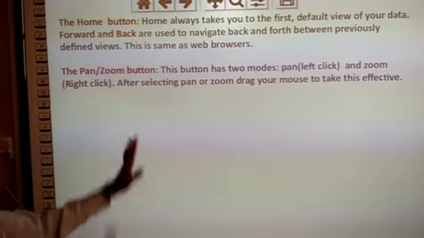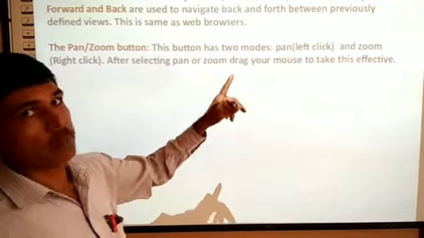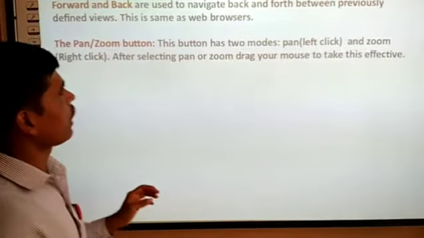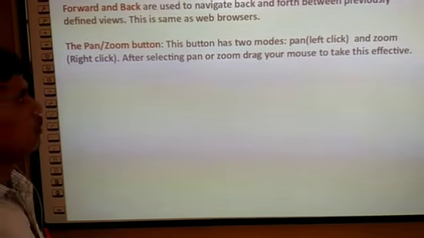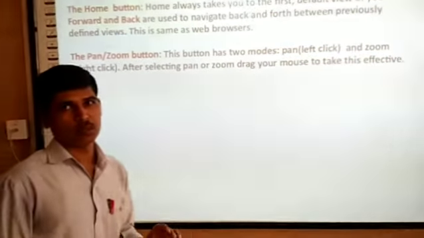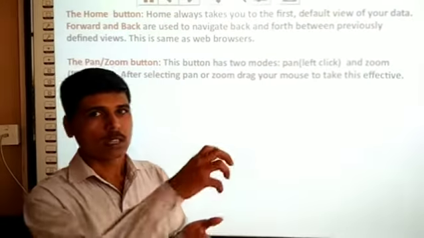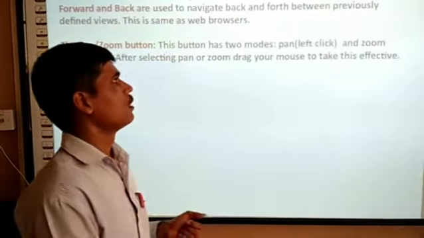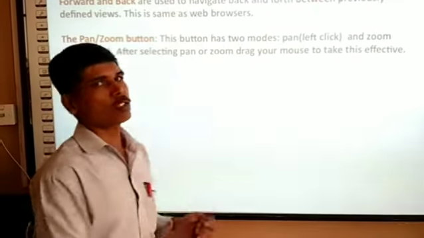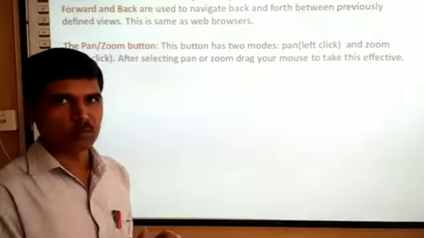The pan or zoom button. Okay, this button has two modes. One is the pan button. That means if you click the left button of your mouse, that is called pan, and if you click the right button, then that is zoom. Okay, after selecting pan or zoom, drag your mouse to make this effective. If you select pan, that means if you click on the left button, then you have to drag your mouse to make this action effective. If you choose zoom, then also you have to drag the mouse to take effect, because when you drag the mouse, it will zoom that figure.